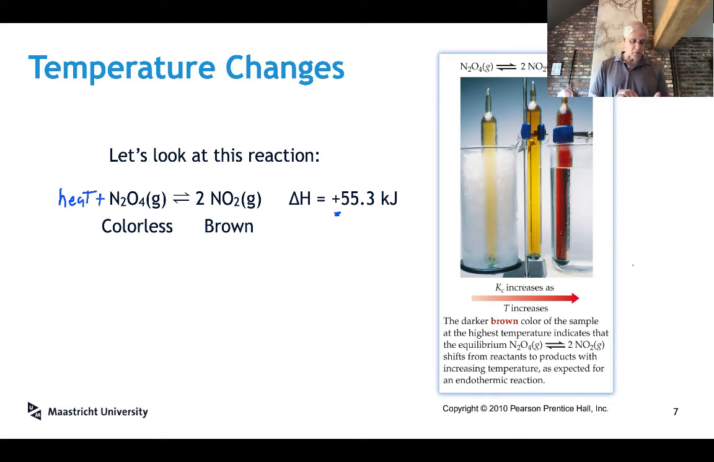Okay, well, if I increase the temperature, let's see, we'll just write an increase in T. If I increase the temperature, that's like adding a reactant. And if I add a reactant, the reaction says, oh, I've got too much reactant now. I need to shift towards the product side. And by shifting towards the product side, I'm going to make more NO2, which is going to turn it brown.